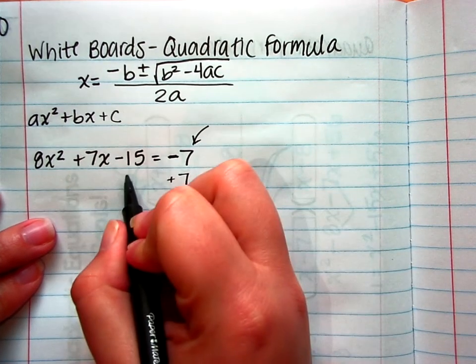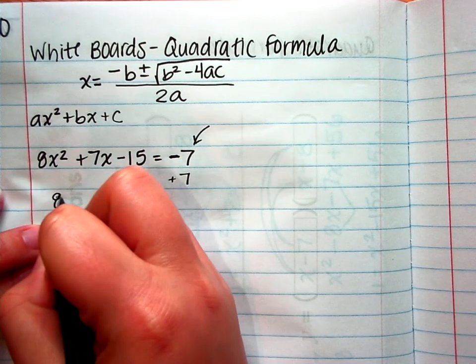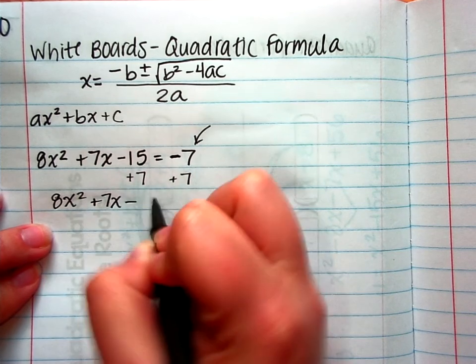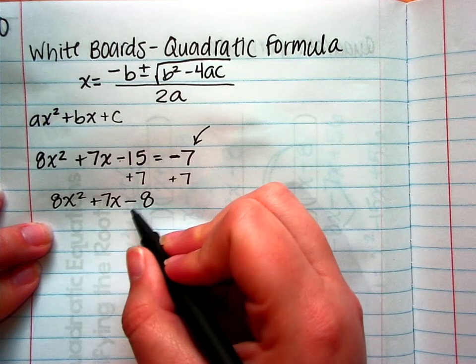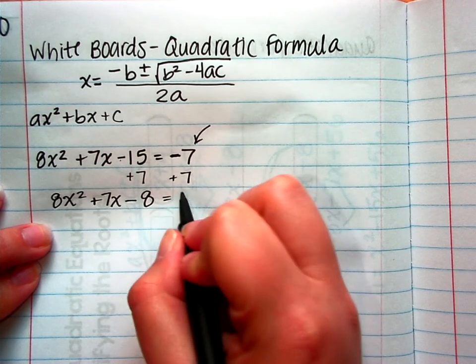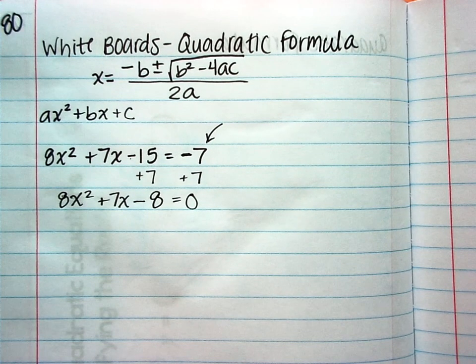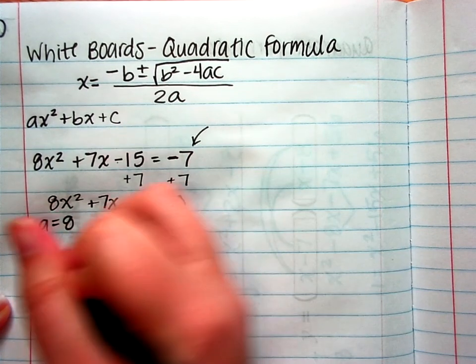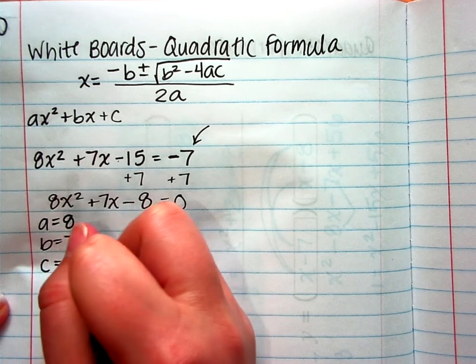I'm going to add it to its like term, which is -15. So we have 8x squared plus 7x minus 8. -15 plus 7 is -8. Now it equals 0. So we have the A value is 8, B is 7, and C is -8.